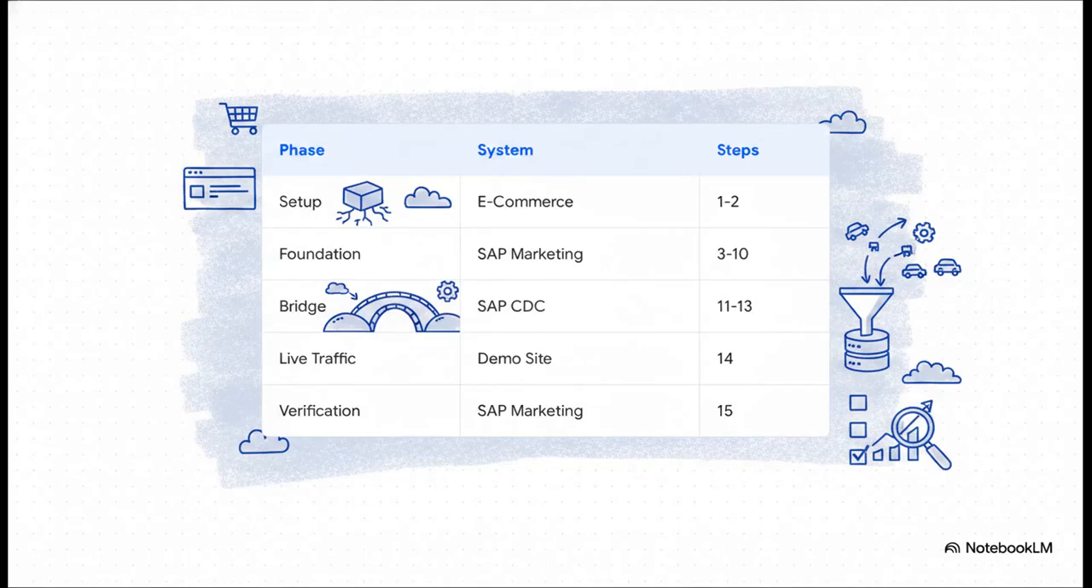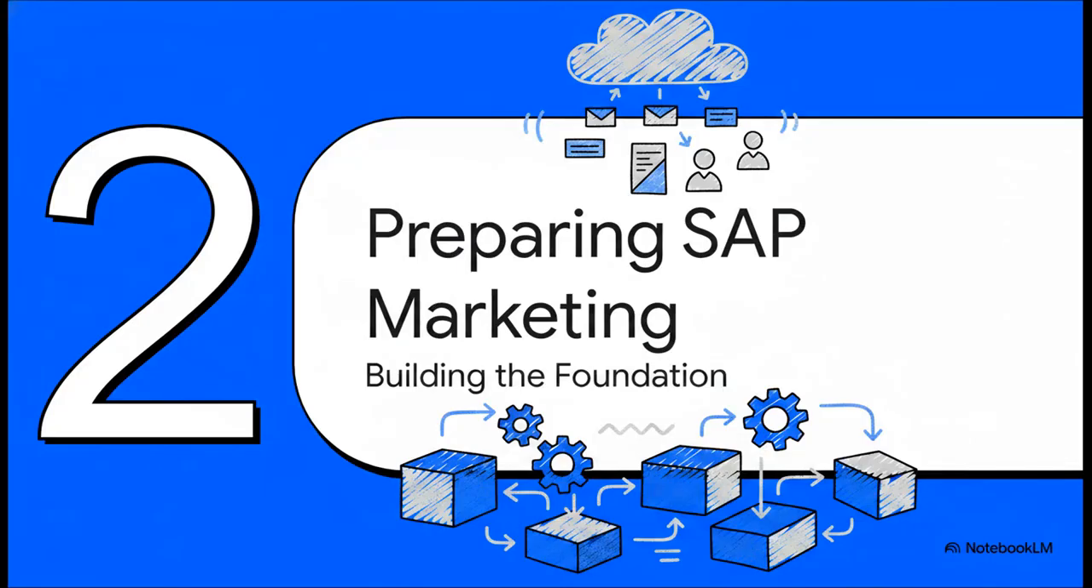What I find really interesting about this architectural blueprint is how it takes what could be 15 totally overwhelming technical steps and just neatly organizes them across these 5 distinct system responsibilities. We start with the e-commerce setup on the site, lay the foundation in SAP Marketing Cloud, build the actual bridge in SAP Customer Data Cloud, push live traffic from the demo site, and then wrap up with verification back in the Marketing Cloud. All right, moving right along to Phase 2, preparing SAP Marketing Cloud.